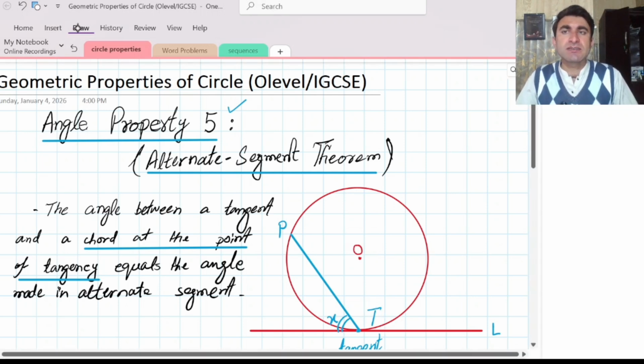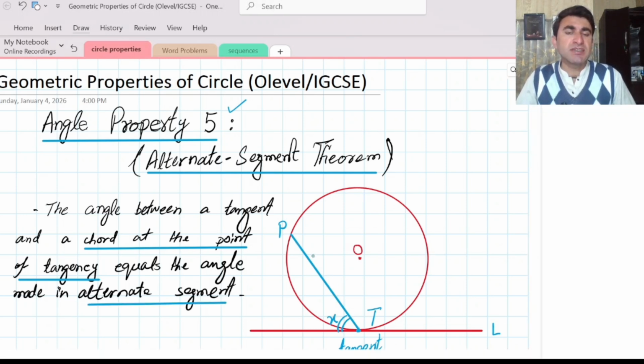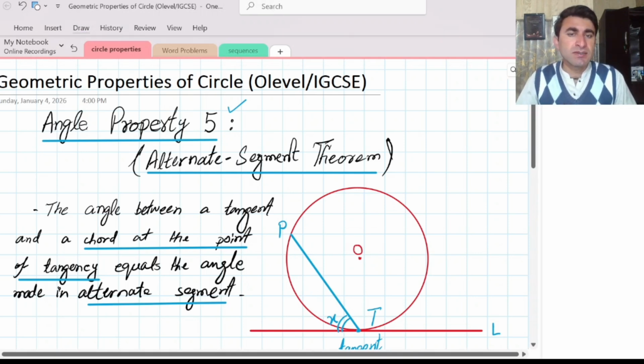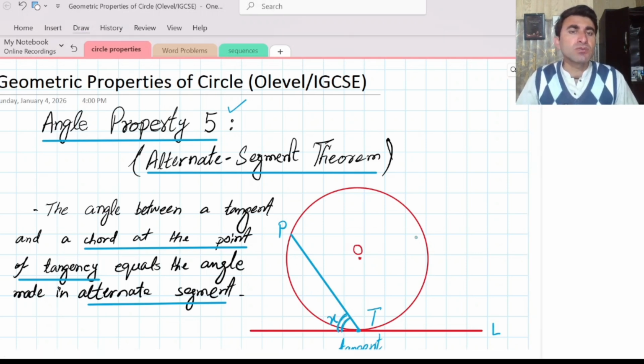So it states that it equals the angle made in the alternate segment. What is the alternate segment actually? As we see, chord PT is dividing this circle into two segments. One is the minor segment, this one, and this one is the major segment over here. As we have taken the angle in the segment over here, the segment opposite to this will be the alternate segment. So any angle in this segment shall equal angle x.